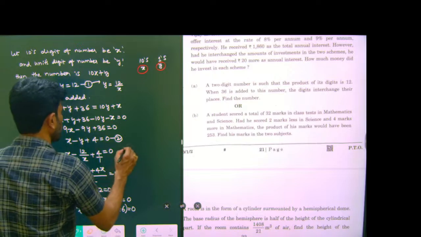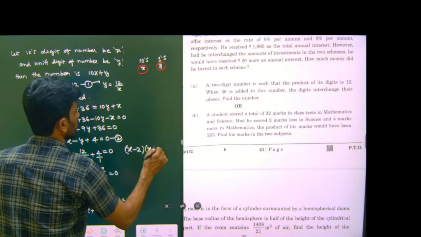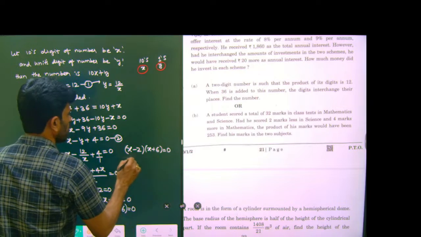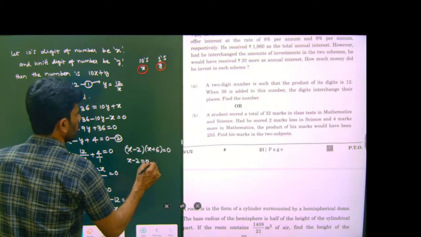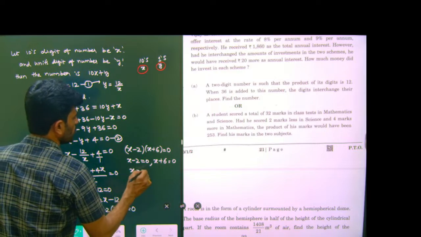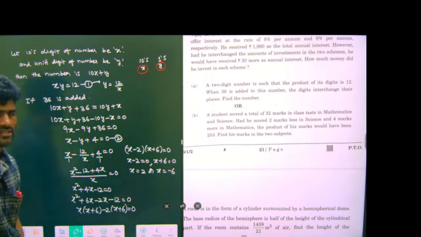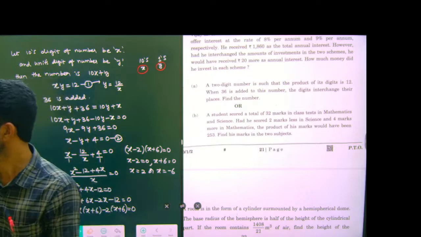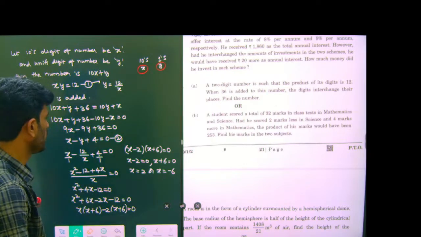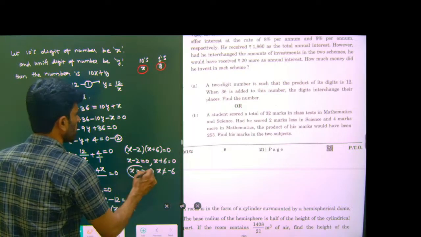So what do we get here? (x minus 2)(x plus 6) is equal to 0. Then we get x minus 2 is equal to 0 or x plus 6 is equal to 0, which gives x is equal to 2 or x is equal to minus 6. x is equal to minus 6 can't be taken because a negative digit we cannot have. So x is not equal to minus 6, we will take only x is equal to 2.